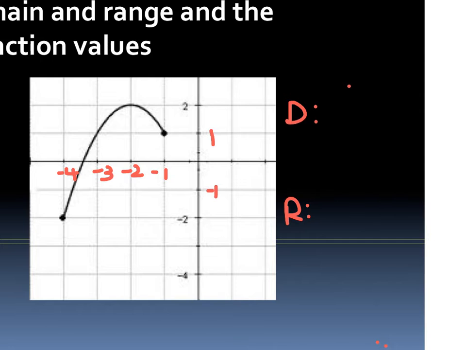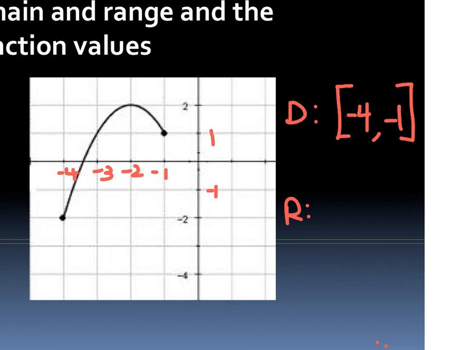Is it a bracket or a parentheses? Bracket. That is a solid point there. It would be an open dot like that if it wanted a parentheses. Okay. What's the end of the domain? Where does it end? -1. And again, open dot would mean parentheses, so a closed dot means? Bracket. There's my domain, left to right. There's no breaks, it's one continuous, okay?